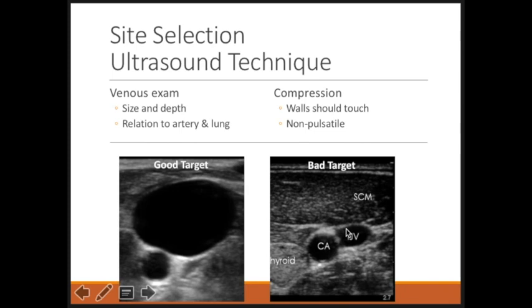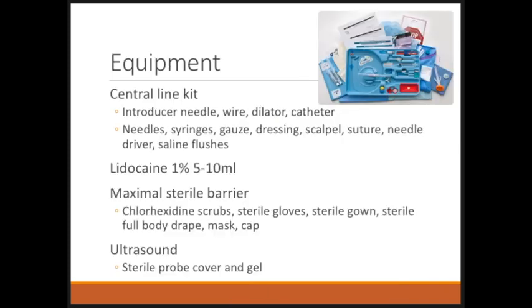Once you think you've chosen a good site with ultrasound, be sure to squish the vein and make sure the walls are fully compressible, which will rule out DVT in that vein. Once you've chosen your site, you can get your equipment ready. Look at proceduralist.org in the kit section and supplies. You'll see a list of what our central line kit has and what you need to acquire on top of what our kit normally has already.